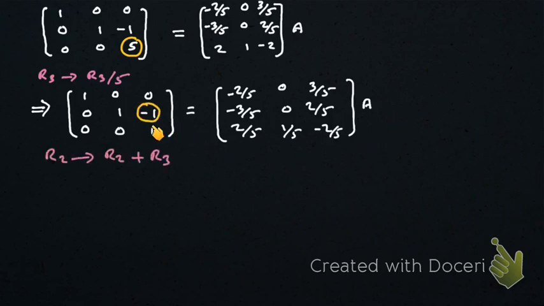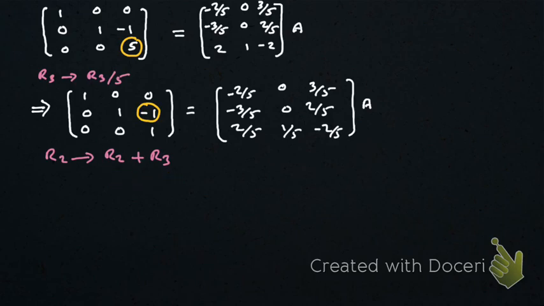Now what do I need? Once I make A33 as 1, all the remaining elements in that column should be 0. I already have 1 0 up there. I just want this element to be 0. That's pretty easy again. To the second row, because minus 1 plus 1 will make it 0. So to the second row, you should add the third row. R2 changes to R2 plus R3. So we're going to do that.